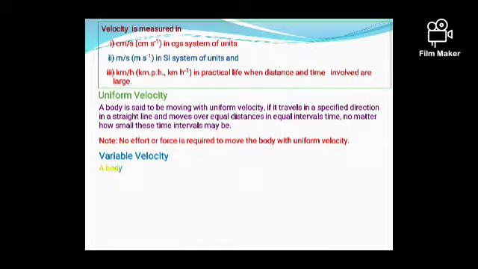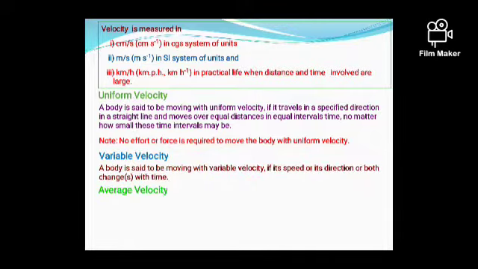Now comes variable velocity, as we have studied in the previous one. Variable velocity is the same as variable speed. If the velocity varies, then it is variable velocity. Either the speed changes or the direction changes, we call it variable velocity. A body is said to be moving with variable velocity if its speed or its direction or both change with time.